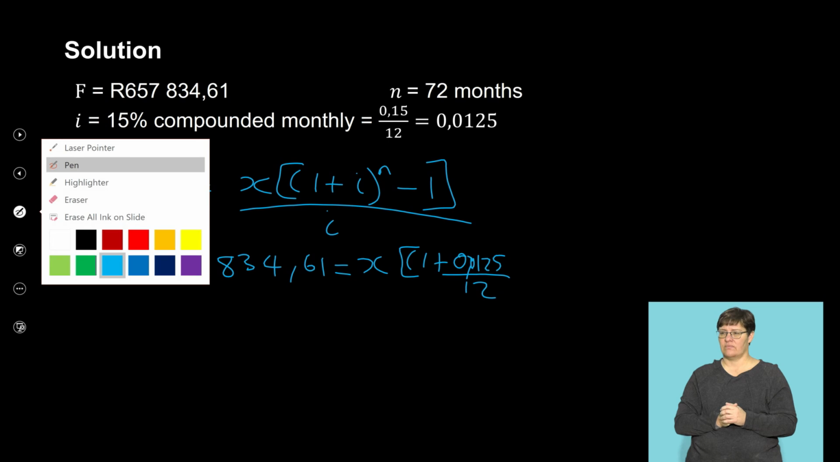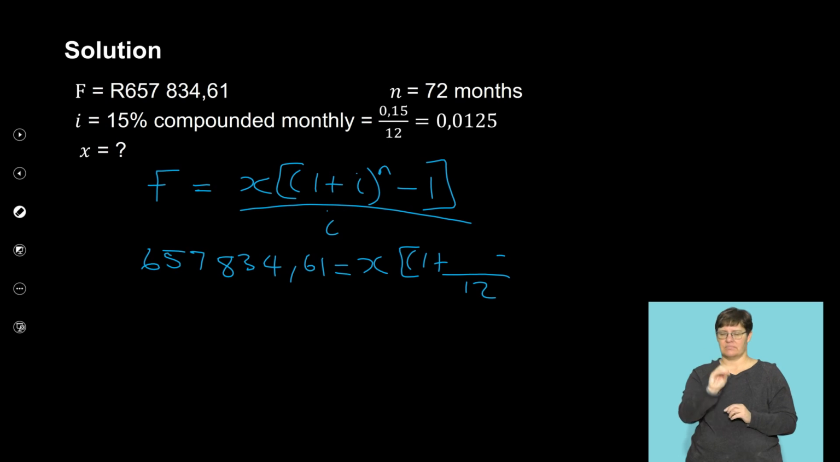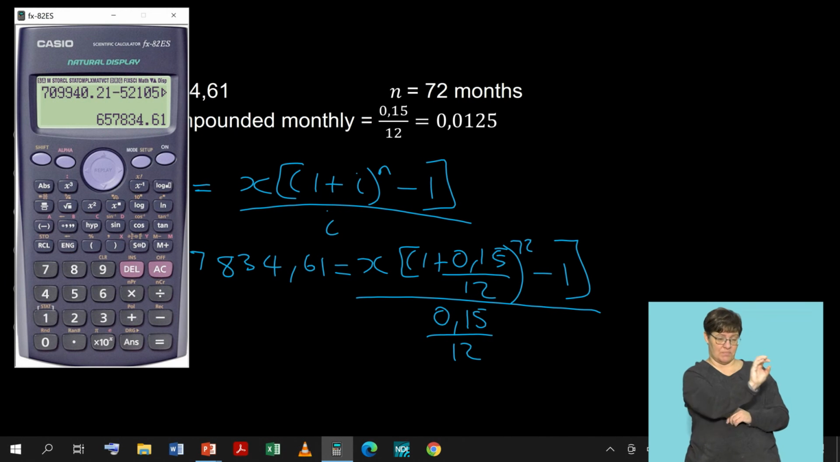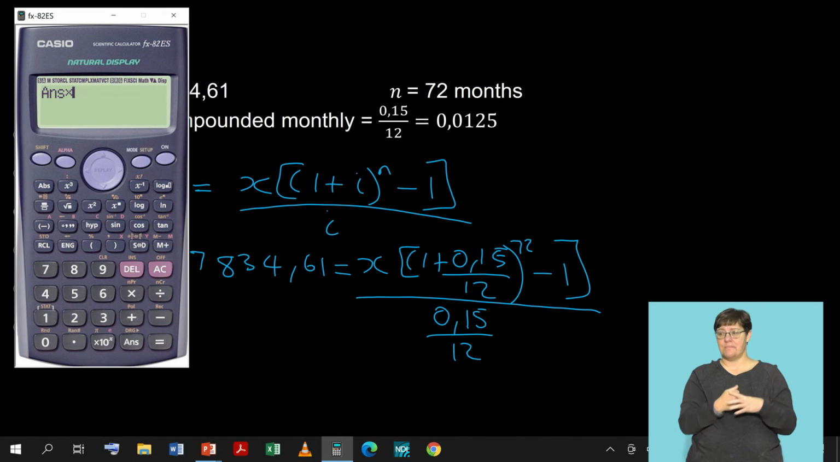Let me actually write it as the original one, without the answer itself, so that it does not confuse us. This is 0.15, it's 15%, divided by 12, all to the exponent of 72 months, minus 1, divided by 0.15 divided by 12, right? And then I can go straight into the calculator. My amount is still there because that's the last thing we calculated. I'm going to multiply this by 0.15 over 12, divided by 12, and this will give me that answer.